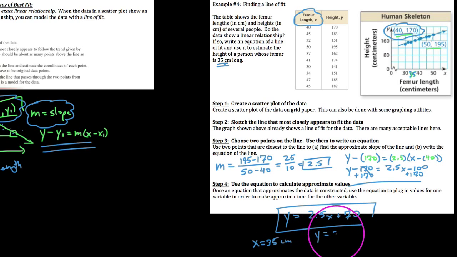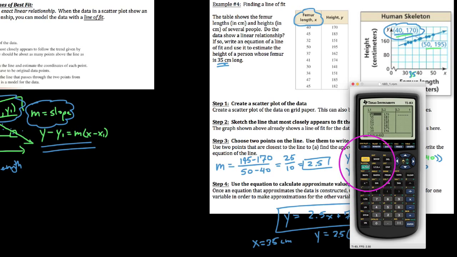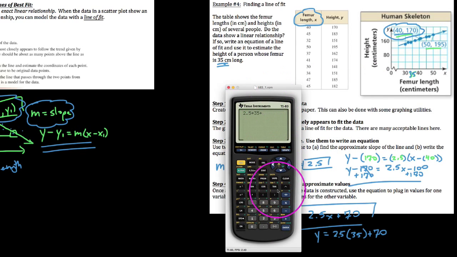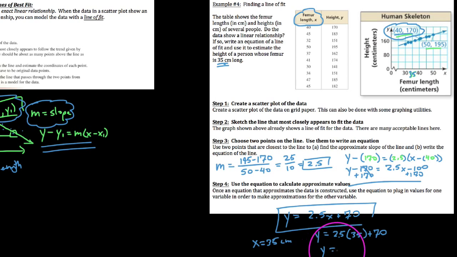So essentially we'll plug this in. We say 2.5 times 35 centimeters plus 70. This is going to give us an approximate height. Let's get our calculator out here. I want 2.5 times 35 plus 70. We get a value of 157.5 centimeters. So we would say y is 157.5 centimeters according to this.